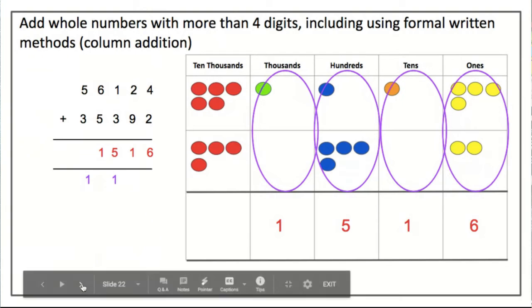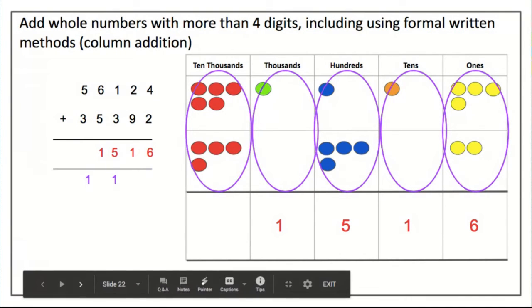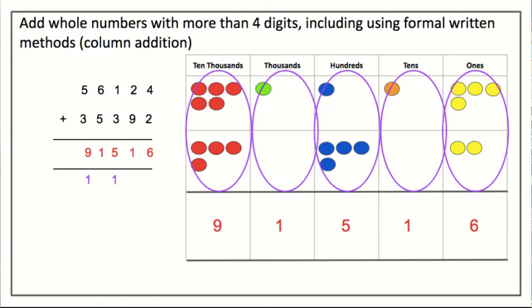And last of all, we group the 10,000s and count them all. And there are 9. We put a 9 in our 10,000 column here. So 56,124 add 35,392 equals 91,516. This is a perfect example of when a written method would benefit working out this calculation with the counters. Although some would see it as complicated, it really does show the value of each digit.